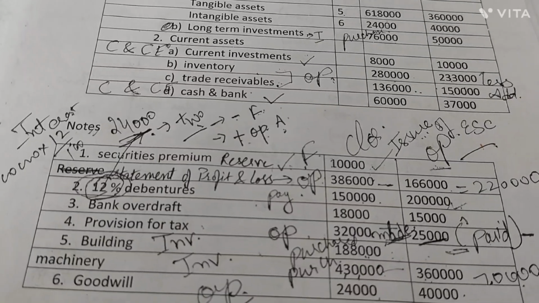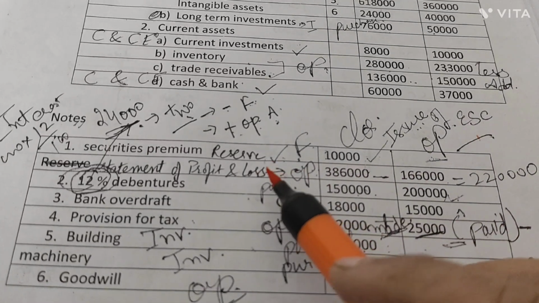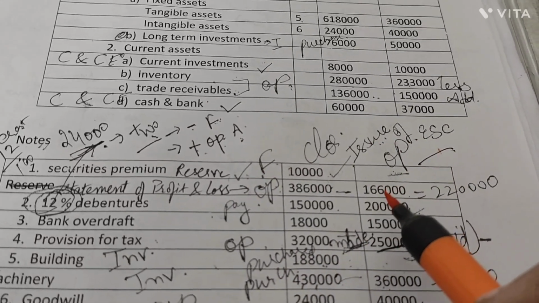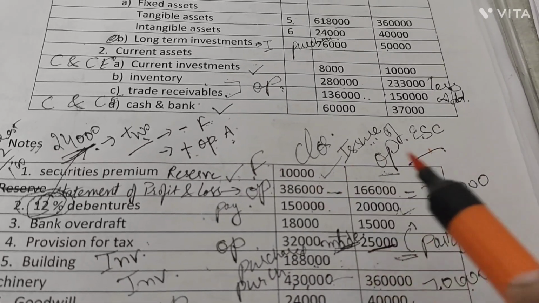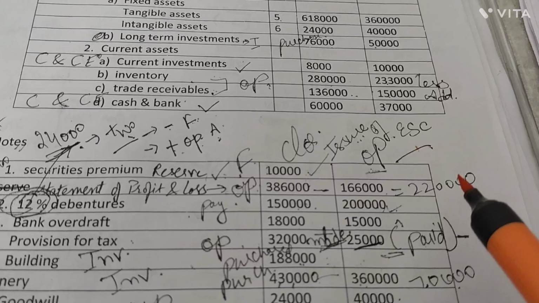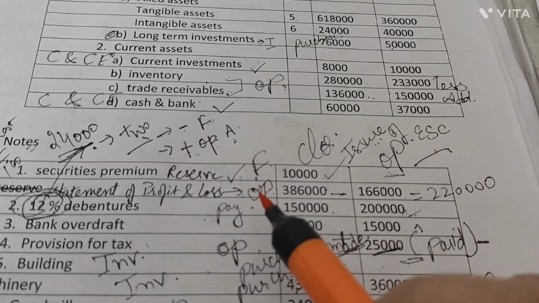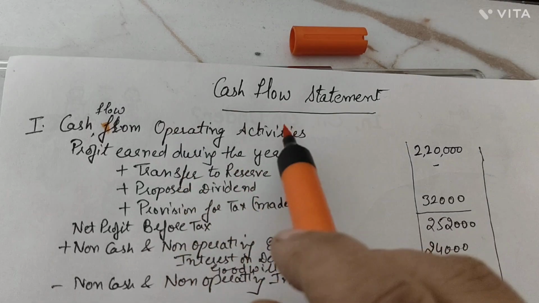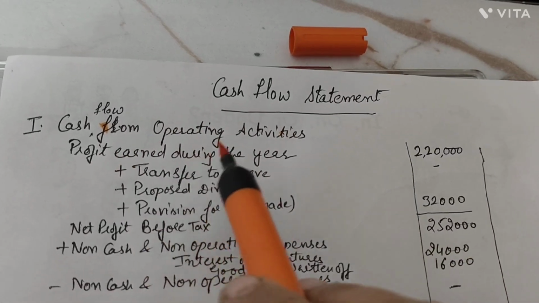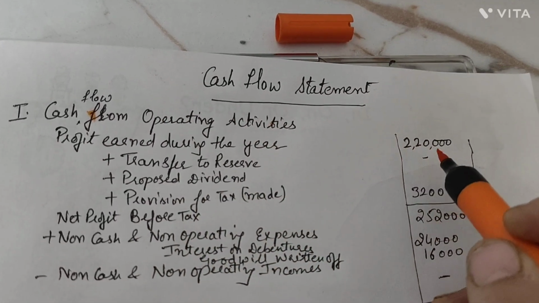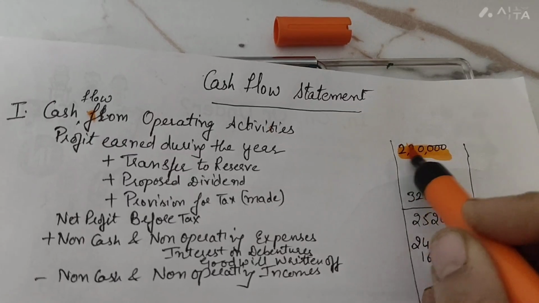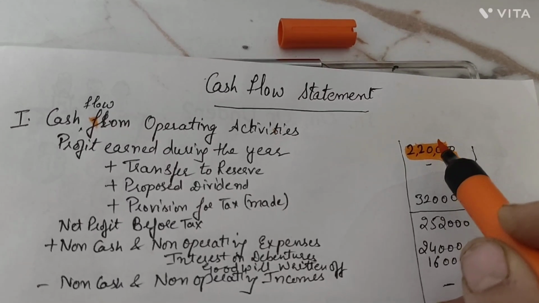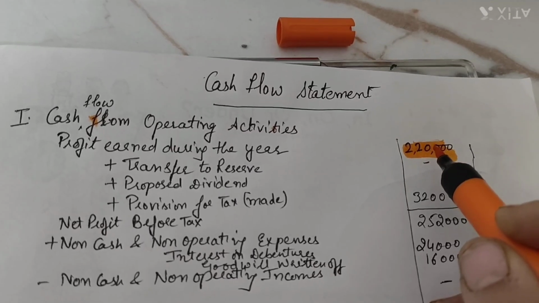Now the next thing in the balance sheet was your P&L, profit and loss statement. So we have told you that there was net profit earned during the year 2,20,000. It will go to which activity? Operating, right? So under the head cash flow from operating activities, profit earned during the year is rupees 2,20,000, which we took from where? We took it from your P&L statement, right?